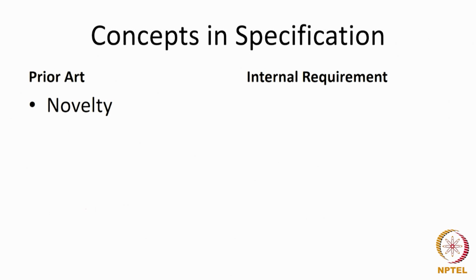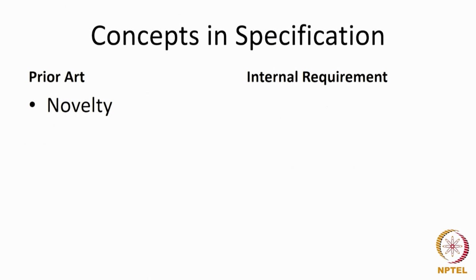Now, on prior art, the first thing that the patent specification should satisfy is novelty. The claim drafted in the claim part of the specification should be novel. Novel means that the invention should be new, what is claimed has to be new, and it should not be anticipated by the prior art. Anticipated means there is a disclosure, and the disclosure completely has all the elements, all the integral elements or the technical features that are covered in the claim.